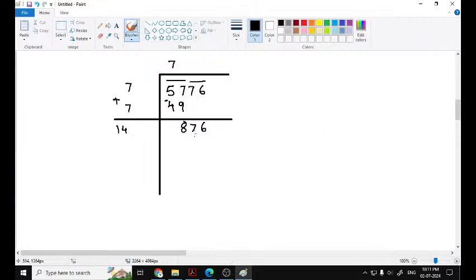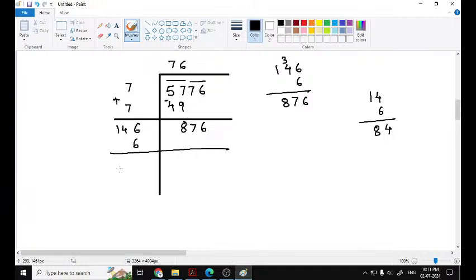Now 14, 6s are 84. So let us try for 6. 146 into 6. Yes. So here we write 6, 6, 6. This is 152, and the product of these two numbers is 876 and the difference is 0.